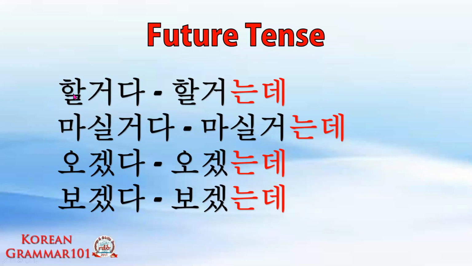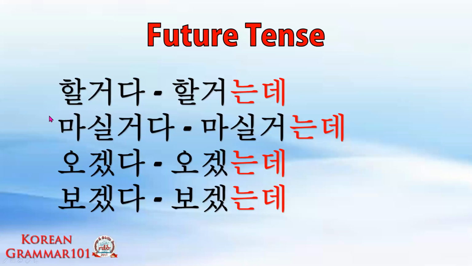For example, halgoda. Halgoda, the root word is hada, so that is to do. Halgoda is I will do it, that is the word. So if we conjugate nunde with this, so again, all we have to do is to drop the da, the verb stem. So from halgoda, it becomes halgo nunde.